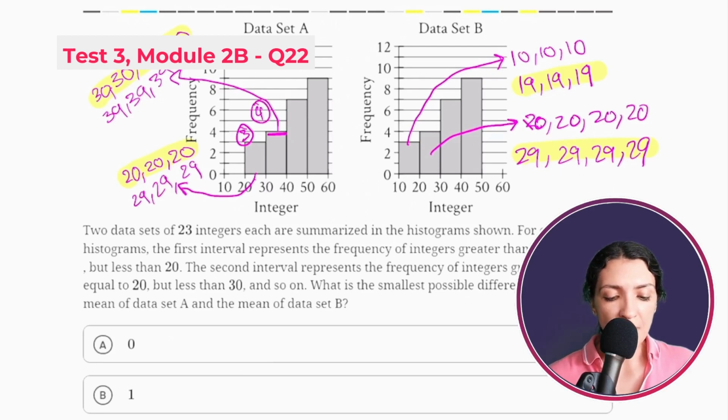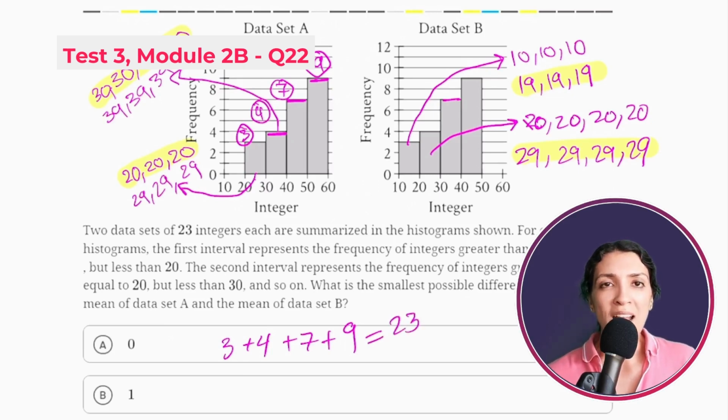Now we see a pattern happening. For the third bar, the height is 7, and data set A is between 40 and 50. And again, for data set B, the height is 7, and the bar is between 30 and 40. So it's the same pattern. That means the minimum difference between these two would be 7. Similarly, for the fourth bar, the minimum difference would be 9. Now let's add up all of these numbers, 3 plus 4 plus 7 plus 9. That would give us 23.